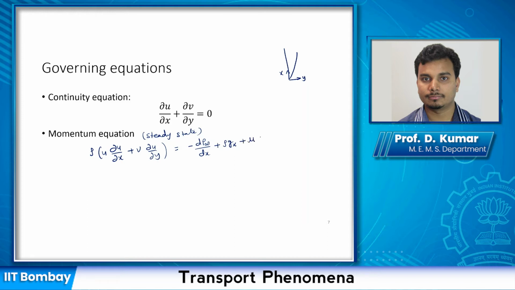plus mu. I'm going to drop the term that is with axis x, because as we have seen, the velocity gradient in this direction is much larger, so you will have more viscous dissipation in this direction compared to this x direction. So we just ignore the x term. Okay.